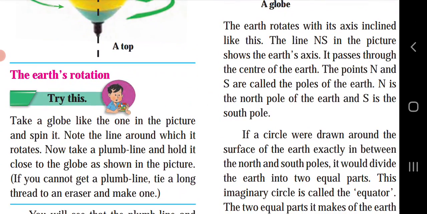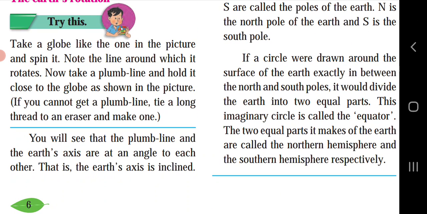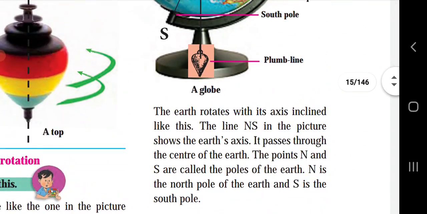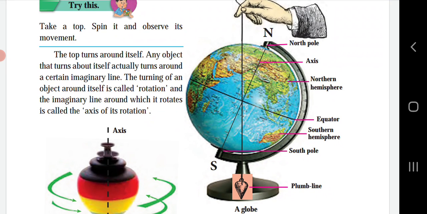Again, under the Earth's rotation, we had seen the Earth rotate around its axis. Earth's axis is inclined. And again, an activity they have given. Try this one, which we had done. The North and the South Pole, which they had told us to observe. Here, one end of the axis of the Earth is called the North Pole, that is N, while the opposite point is called the South Pole, that is S. The line joining the North and South Pole, that is the NS line, is called the axis of the Earth. You can see it in the given diagram.